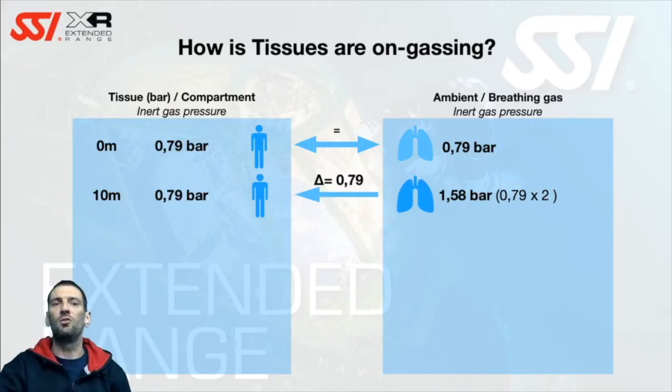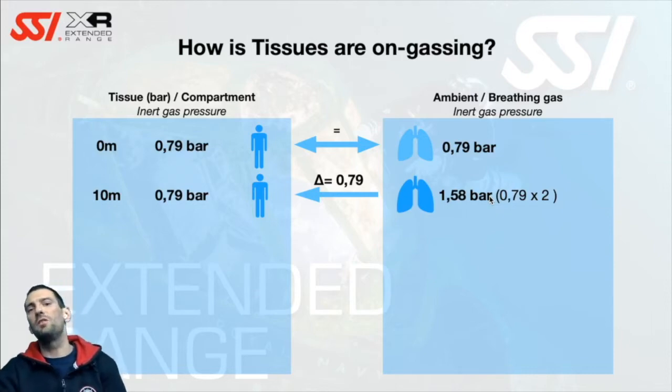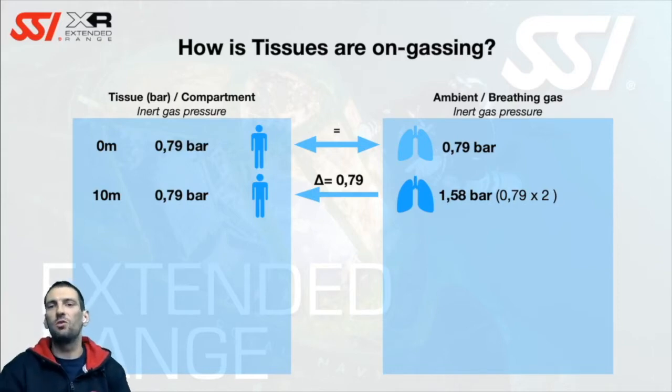Once we descend to 10 meters, let's imagine for the sake of this exercise, we just go immediately to 10 meters. So we don't consider a descent phase for this exercise. Right now, in our body, we still have a partial pressure of nitrogen of 0.79 bar, because this is what it was on the surface, and we just immediately went down to 10 meters. And now what has changed is the gas we are breathing, right? Because we all know that we are breathing the gas at ambient pressure. So if it's air, now the nitrogen is 1.58 bar, because it's twice as much as on the surface.